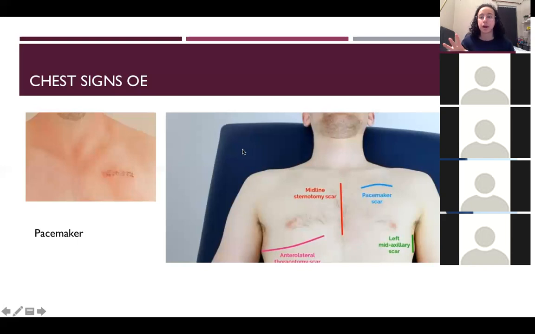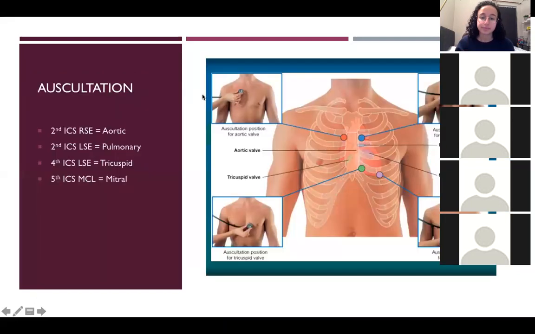When you get to the part of the examination where you're inspecting the chest, just say, I'm looking for any pacemaker scars. And then in terms of this picture, a good, concise way of saying it is, I'm looking for whether they have sternotomy or thoracotomy scars. Those are common scars if they've had cardiac surgery. It just sounds quite nice and rolls off the tongue.